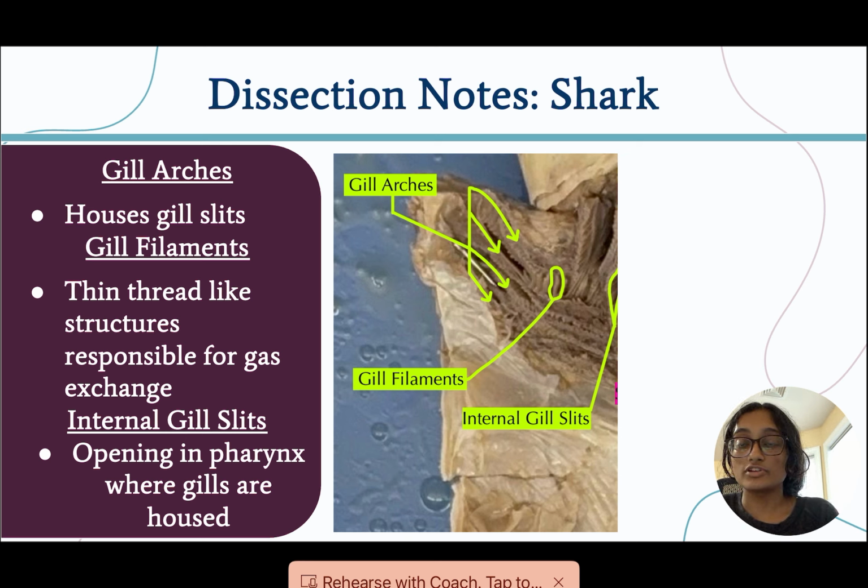Now, this is really important because gills serve as the site of gas exchange. Oxygen is exchanged here for carbon dioxide and blood is oxygenated. It's important that blood is oxygenated so that it can travel to the rest of the parts of the body and power the shark to live.